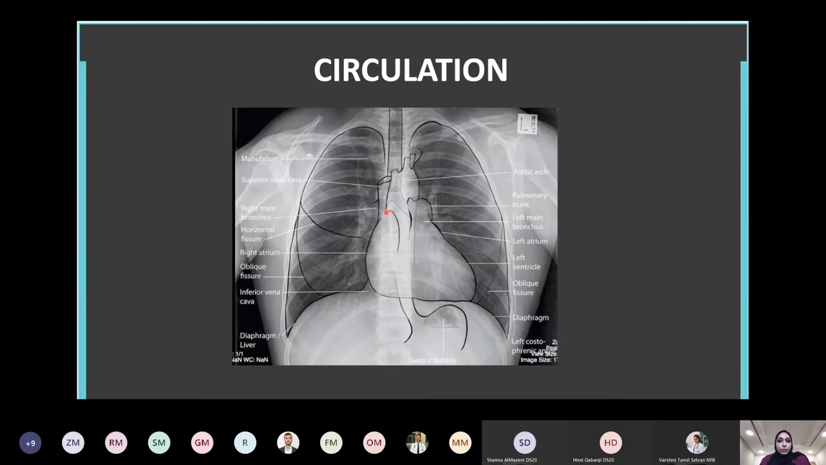Something else you need to focus on are your heart borders. You need clear heart borders, nothing hazy, no extra shadows, along with a clear aortic arch. If you want, you can look at your pulmonary trunk, et cetera. Also look at your hila, or hilar spaces. We usually have lymph nodes in these areas, so make sure nothing is enlarged. Then look at whether it is hypervascular, is it displaced, and look at calcification of the aorta as well.